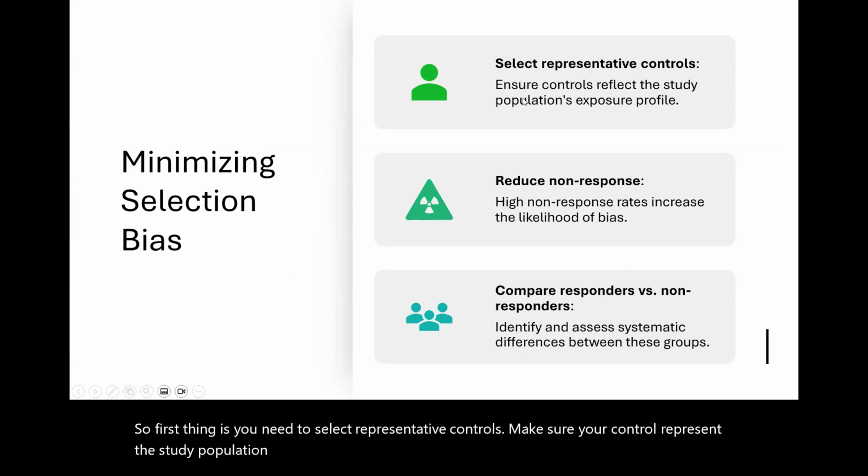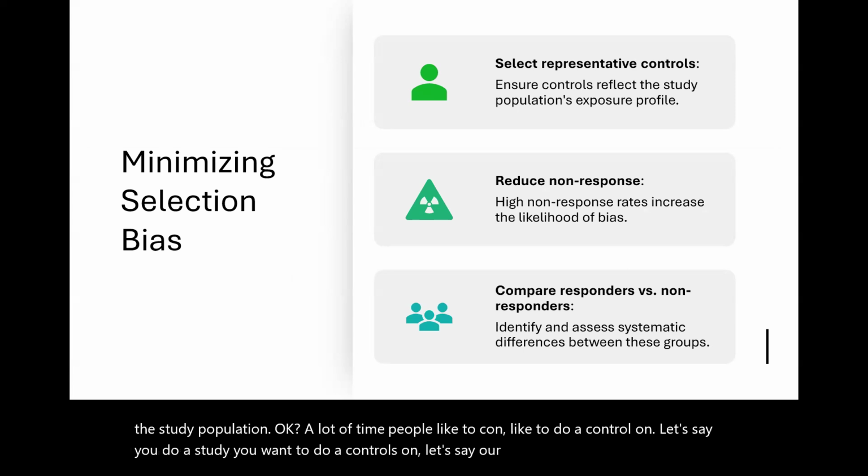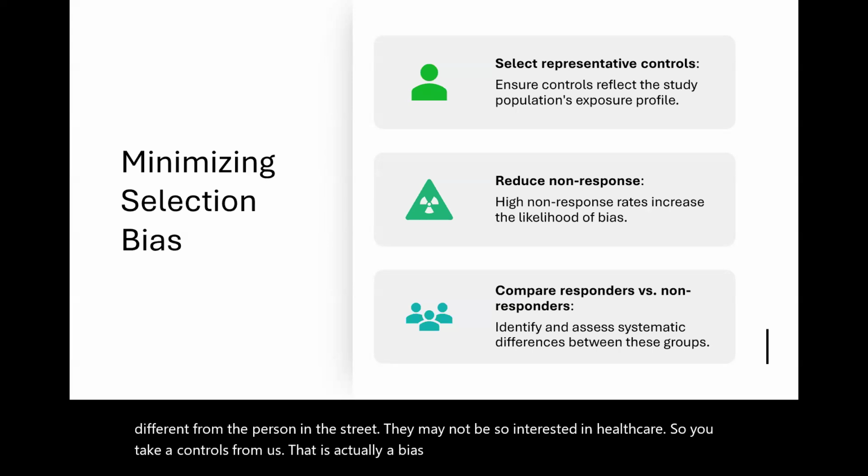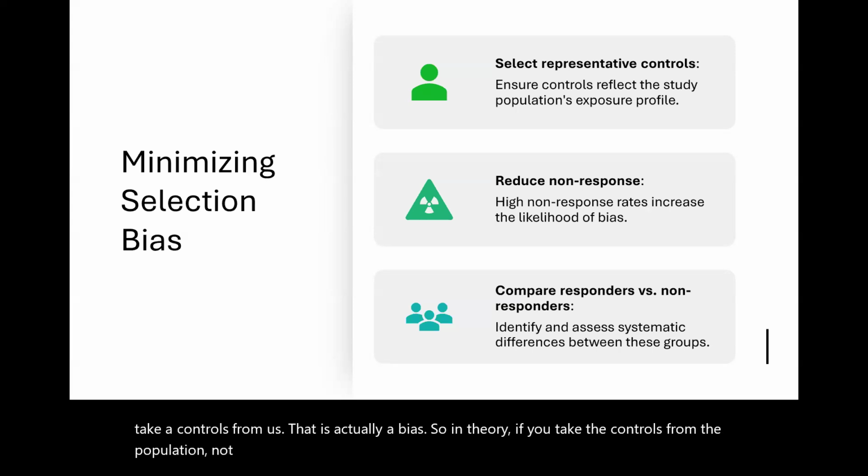Okay, a lot of time people like to do a control on, let's say you do a study, you want to do controls on, let's say, our colleagues. But our colleagues is different from the person in the street. They may not be so interested in healthcare. So you take controls from us, that is actually a bias. So in theory, you should take the controls from the population, not just people who work in healthcare.